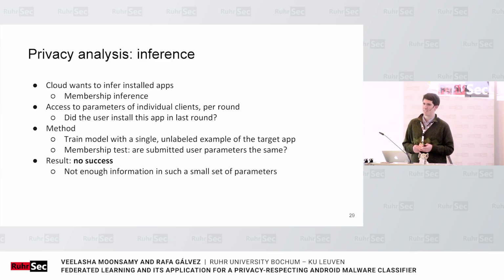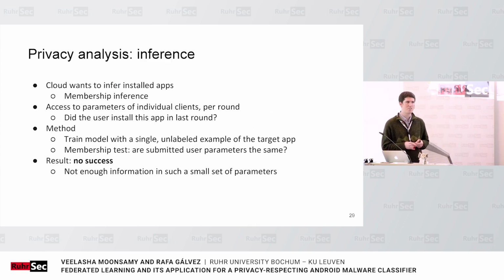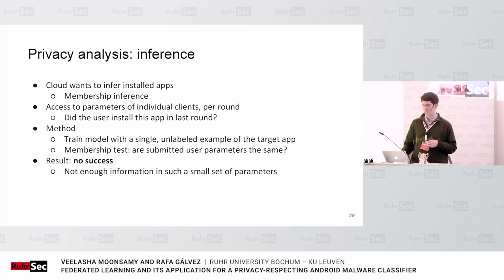How about privacy? Can we infer which apps users installed by looking at the parameters they sent to the cloud? Well, we see not really. Again, 5 parameters, many apps. How do you pinpoint specifically one app only through 5 parameters? That's not possible. Simply not possible. There is no single success in our testing.